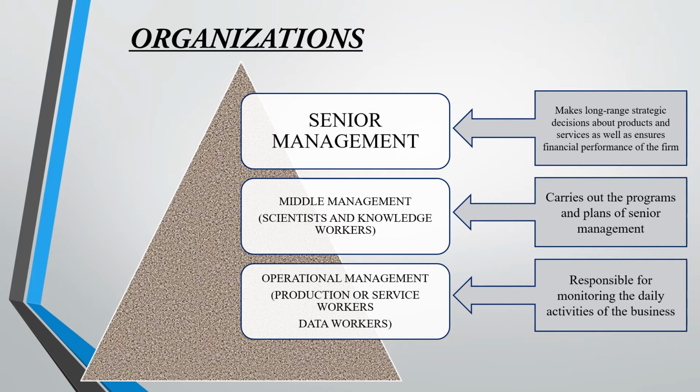Lastly, the lower level in the organization is operational management. Operational management is responsible for monitoring the daily activities of the business. This level is divided into two: production or service workers and data workers. Production or service workers actually produce the product and deliver the service, such as factory workers and delivery men. Data workers, such as secretaries, assist with scheduling and communications at all levels of the firm. In conclusion, all these levels should communicate with each other to make sure the information system is always working and the information is always received at all levels.